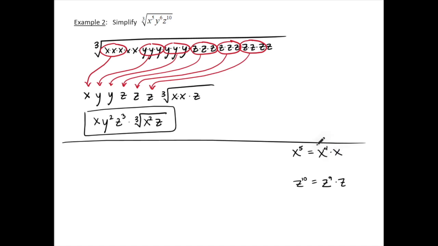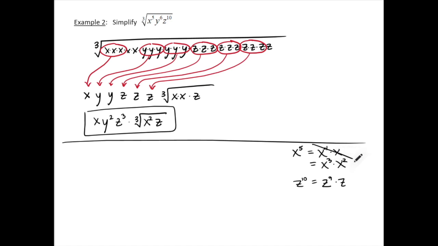So let's try factoring out 2 factors of x. When we factor out 2 factors of x, or x squared, we get x cubed times x squared, because 3 plus 2 is equal to 5. And now we have a perfect cube of x to the 3rd power.